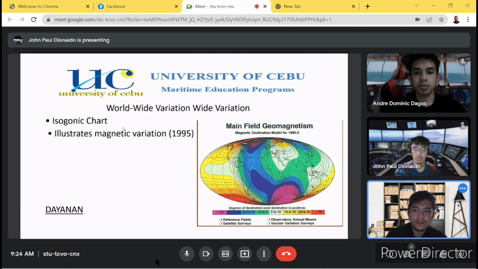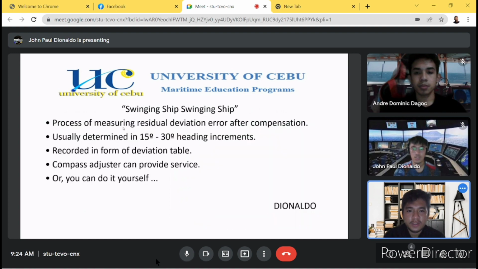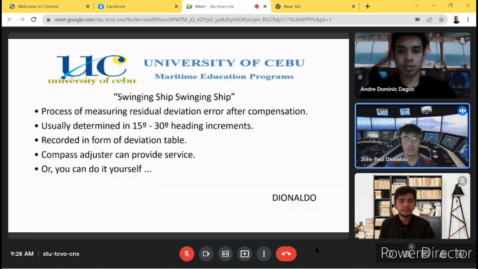For the worldwide variation, it has an isogonic chart. It illustrates magnetic variation, as you can see here in the image. So next we have here swinging ship. Swinging ship is the process of measuring residual deviation error after compensation, usually determined in 15 degree to 30 degree heading increments, and recorded in the form of a deviation table.